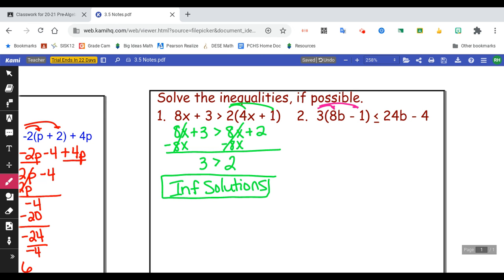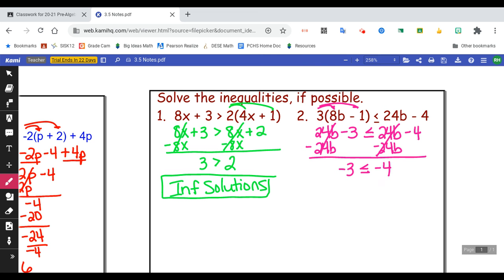Okay, let's go to this guy. We've got 24b minus 3 is less than or equal to 24b minus 4. Again, we get that same variable number coefficient going on. So they're both going to cancel again. We have negative 3 is less than or equal to negative 4. Now remember, negatives are backwards. So the smaller the number, the bigger the value. So this would be false or no for no solution.